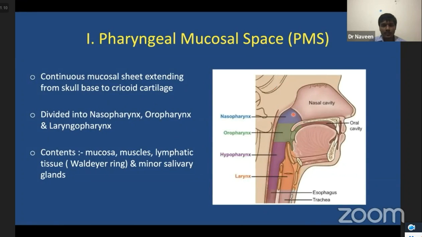It's a continuous mucosal muscular sheet extending from the base of the skull up to the cricoid cartilage. Below it is continuous as the esophagus. It is divided into nasopharynx, oropharynx, and hypopharynx. The level of the palate divides the pharynx into nasopharynx and oropharynx. The tip of the epiglottis divides it into oropharynx and hypopharynx. The contents are the mucosa, the muscles, lymphatics, that's the Waldeyer's ring, and minor salivary glands.